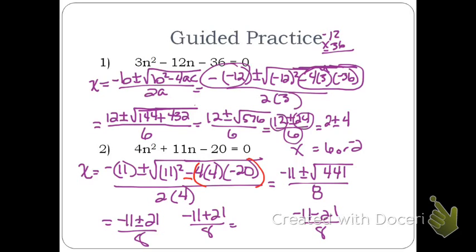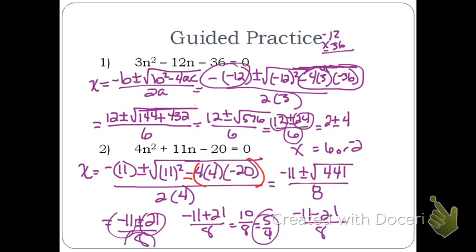I couldn't use that little shortcut trick I told you about before, where you divide all three numbers by the same number, because there's nothing that goes into 11, 21, and 8. So I'd have to solve it. Negative 11 plus 21 is a positive 10, all over 8, which reduces to 5 over 4. So one of our solutions is 5 over 4.